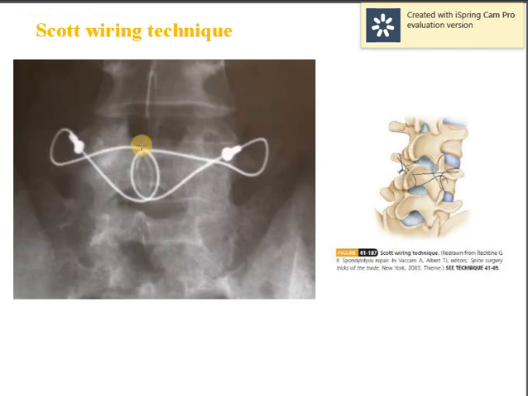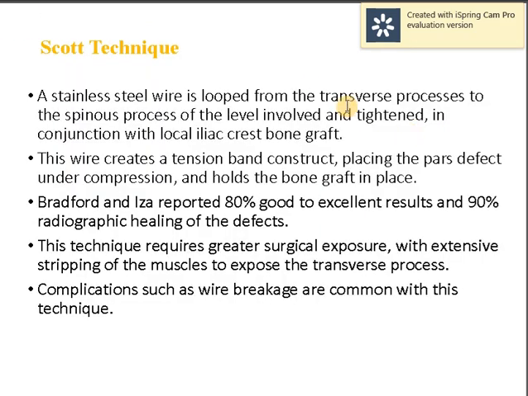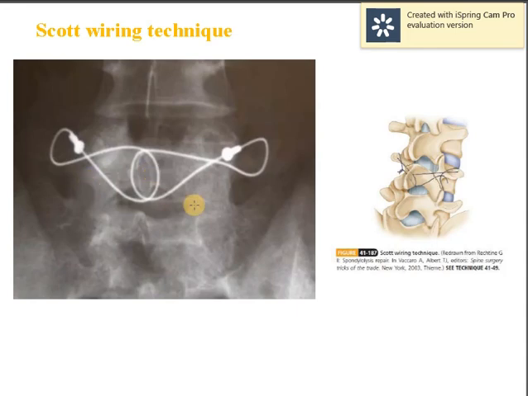This is the Scott wire. It is inserted from the transverse processes to the spinous process of the level involved, tightened, and creates a tension band construct. So you can see here it is inserted from both the transverse processes and coming to the spinous process. It is holding the pars, compressing the pars, giving stability.